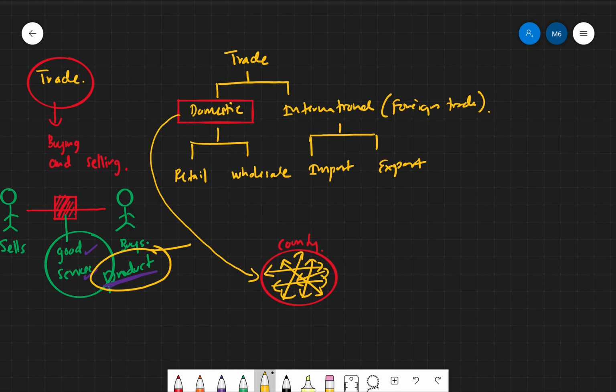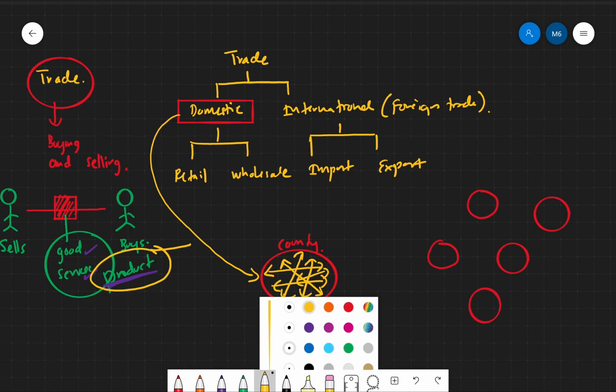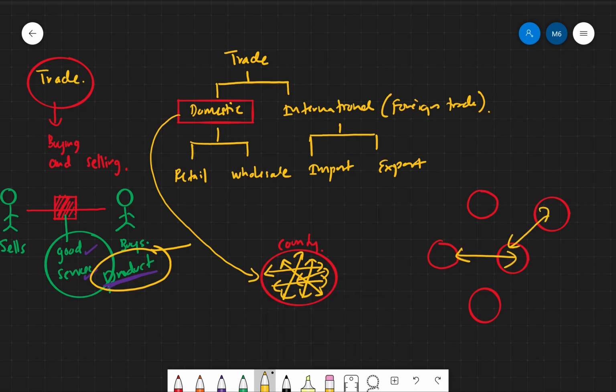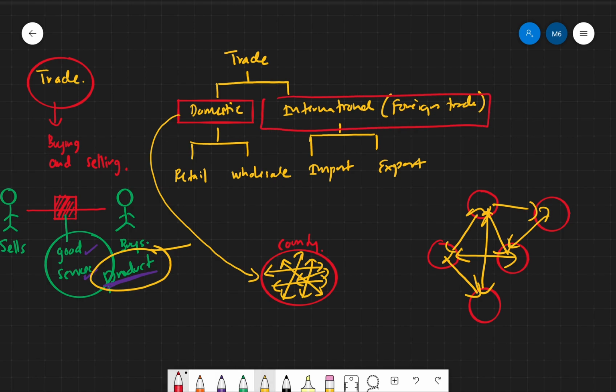So what is international trade then? Let us assume these circles represent each country. The trade that takes place between countries is known as international trade. So it's very easy. Domestic trade means the trade that takes place within a domestic boundary, and international trade is the trade that takes place outside the domestic boundary, between countries. I hope you understood what is meant by domestic and international trade.